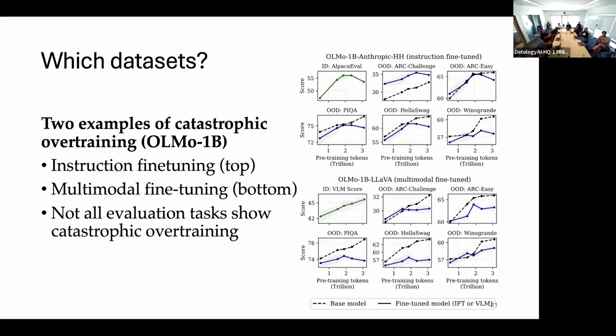I'm not going to make you look at this graph closely; we can ask questions about it later. In general, we have the same setup as you saw before: instruction tuning with these OLMo model checkpoints, and on the bottom a different setting, multimodal fine-tuning, so DLM training. An important takeaway, which I promise you, is that not all eval tasks show catastrophic overtraining.